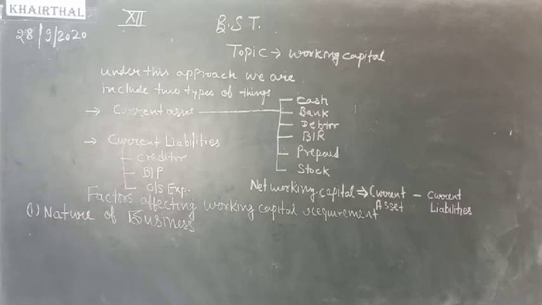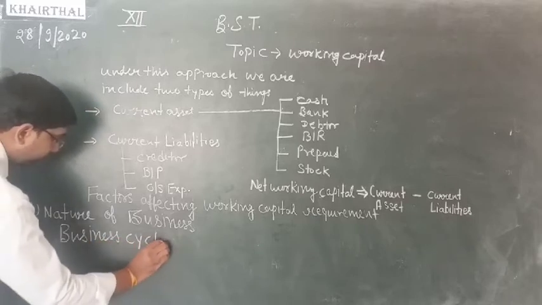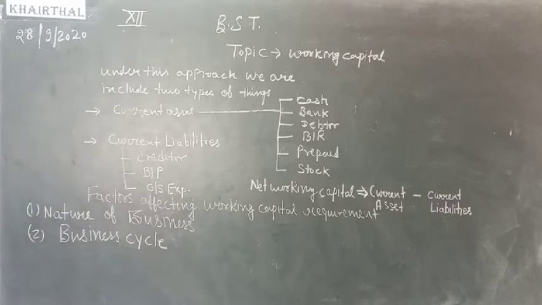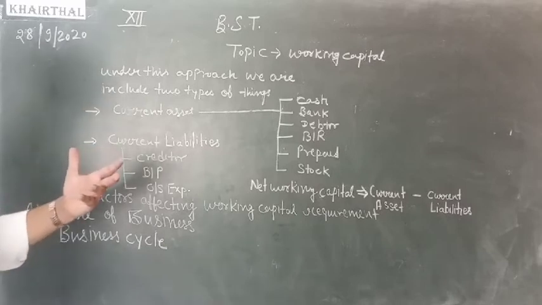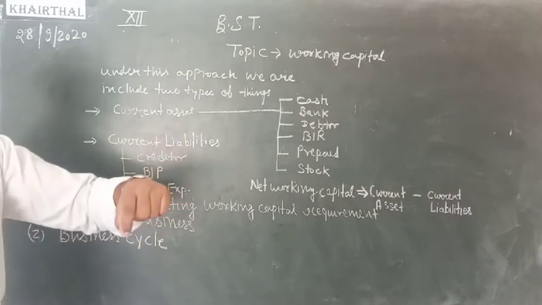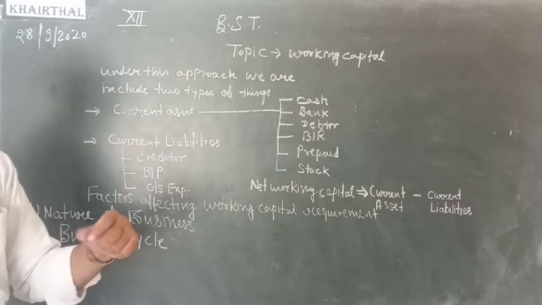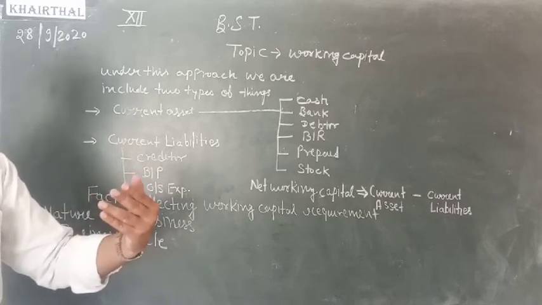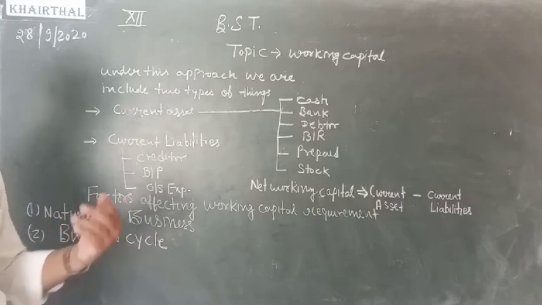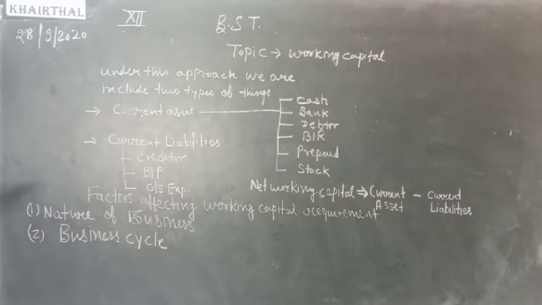Next, second point, business cycle. The business cycle turns around by situation. Suppose goods are sold to Ram on credit basis, but payment is not received up to the specified period. So the business cycle is directly affected. If Ram pays regarding the sale of goods, the business cycle works smoothly. So working capital requirement directly affects the business cycle.